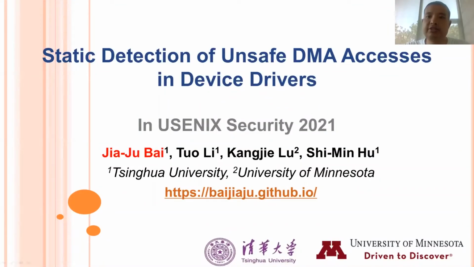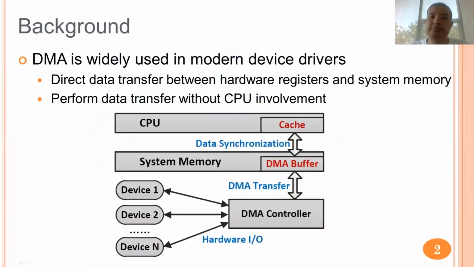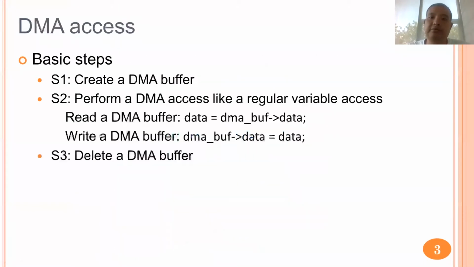I'm very glad to share our paper about the detection of unsafe DMA access. DMA is a popular mechanism for improving hardware I/O performance, and it has been widely used in modern device drivers. DMA provides direct data transfer between hardware registers and system memory without CPU involvement. In this way, the CPU can focus on other tasks without caring about hardware I/O.